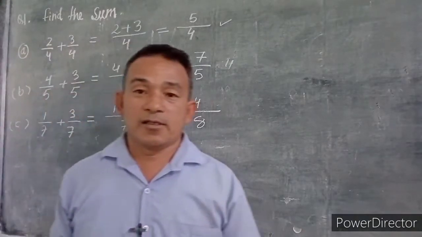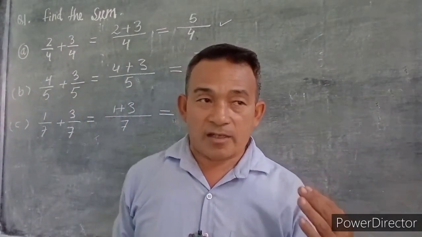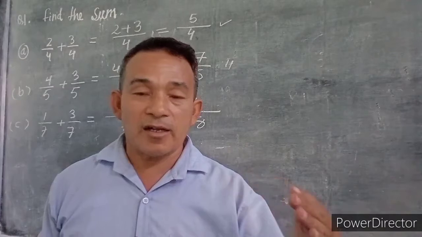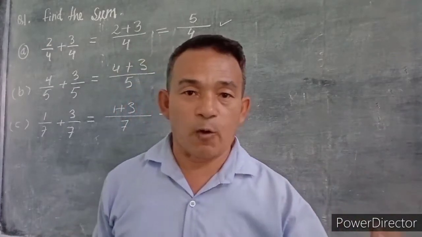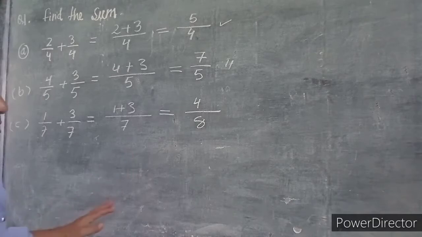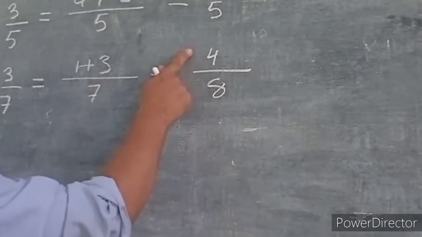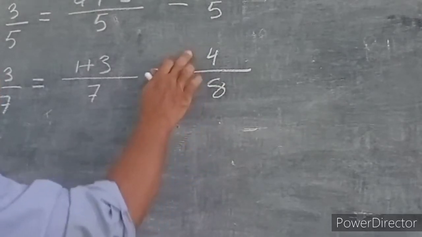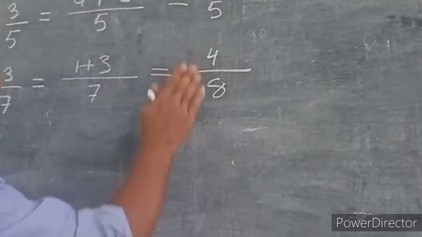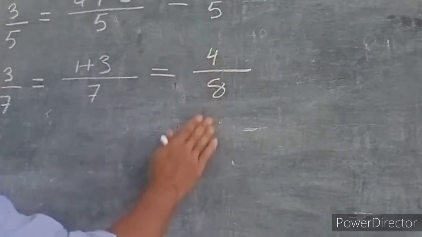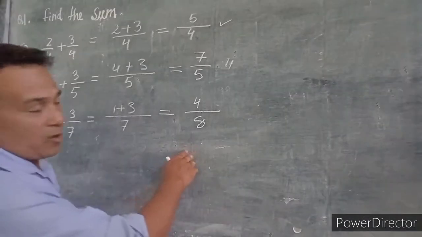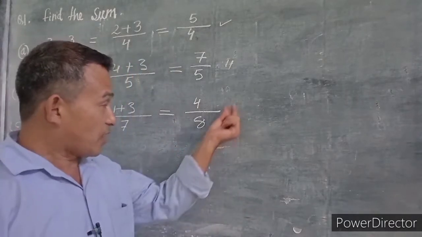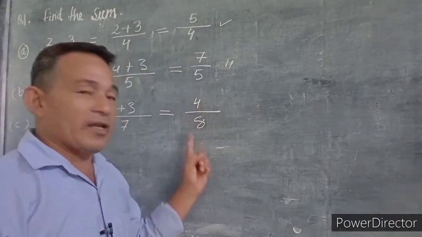So students, the sum that we got, 4/8, can be written further in its simplest form. How? To write 4/8 in the simplest form, we need to find the highest common factor of 4 and 8. Factor means the common number that will divide both 4 and 8.